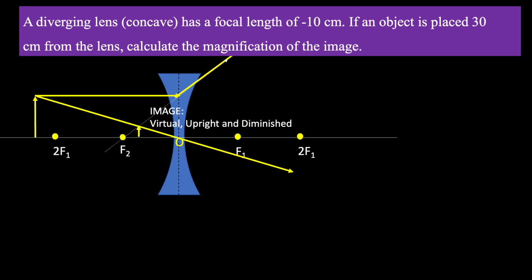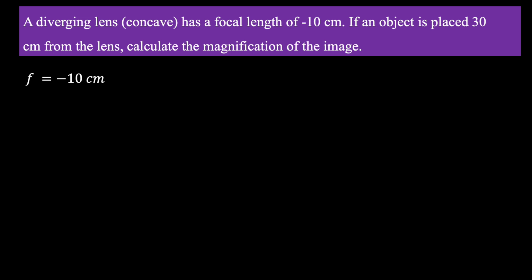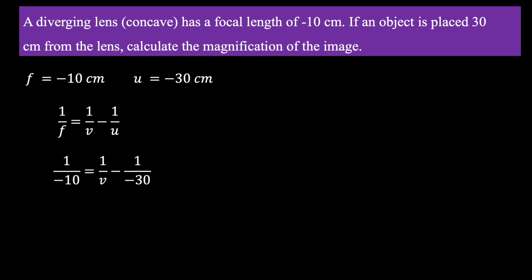Now let's solve the problem. F is equal to minus 10 centimeters because it's a concave lens. U will always be negative. It is minus 30 centimeters. 1 by f is equal to 1 by v minus 1 by u. So 1 by minus 10 is equal to 1 by v minus 1 by minus 30. So 1 by minus 10 is equal to 1 by v plus 1 by 30.